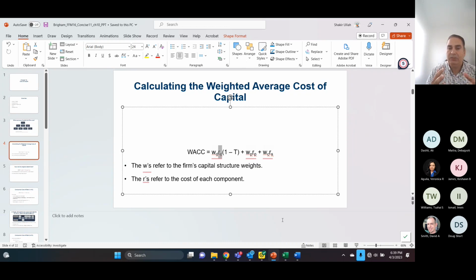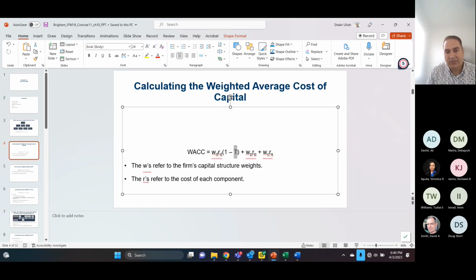Normally, if it is not given to you, and some additional information about the bonds is provided, you will have to find the yield to maturity. That yield to maturity would basically be the cost of debt that we're going to use. And we've already learned about calculating the yield to maturity, so that should not be a big deal, right?